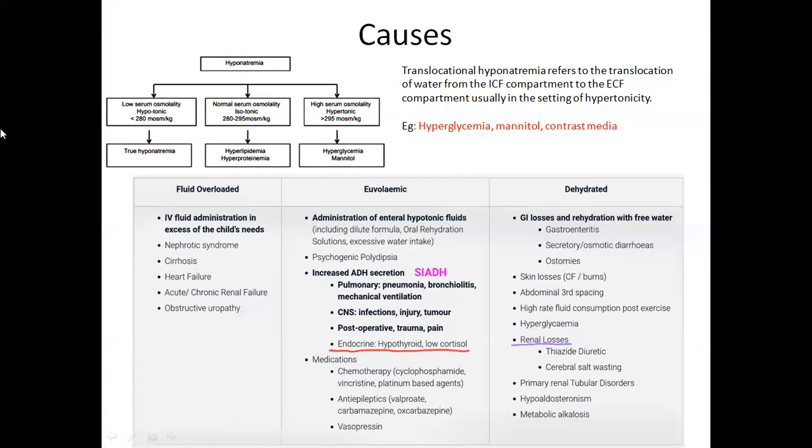In case of hypovolemic hyponatremia, where are the losses? The losses in the GI tract, or losses in the skin, or losses in the renal. So you need to think of that. GI losses can be gastroenteritis, vomiting, and skin losses can be cystic fibrosis and burns. And in dengue, we'll have that third spacing. And renal losses mainly because of diuretics, cerebral salt wasting and renal tubular acidosis disorders. So these are the common conditions which can cause hypovolemic hyponatremia.